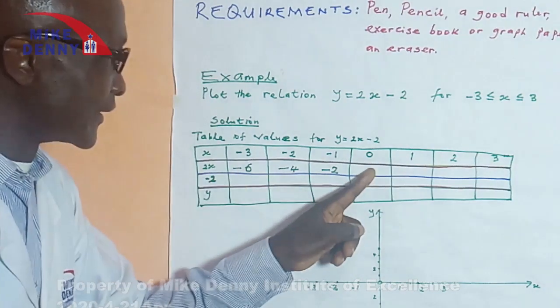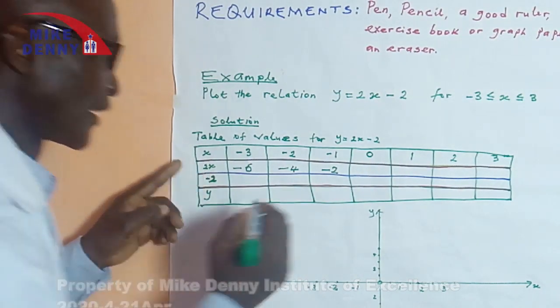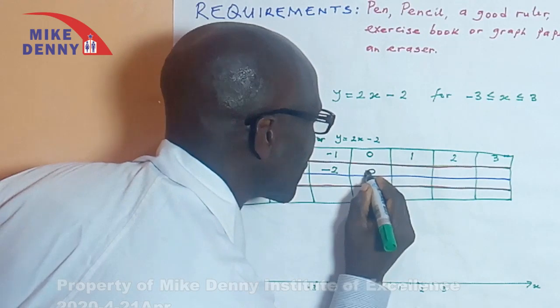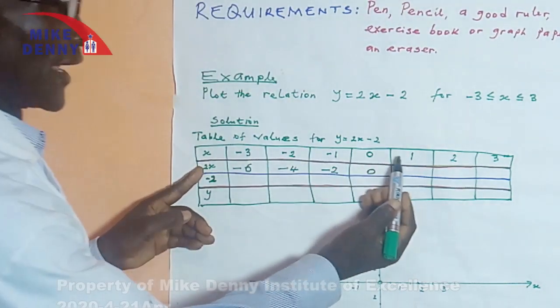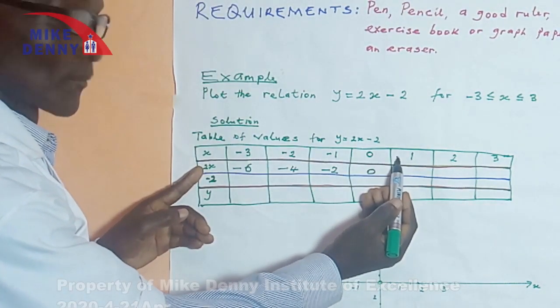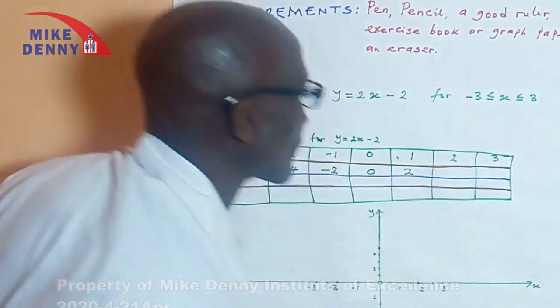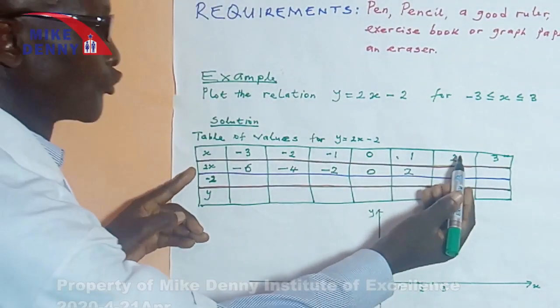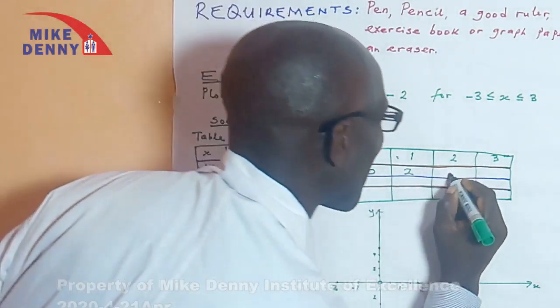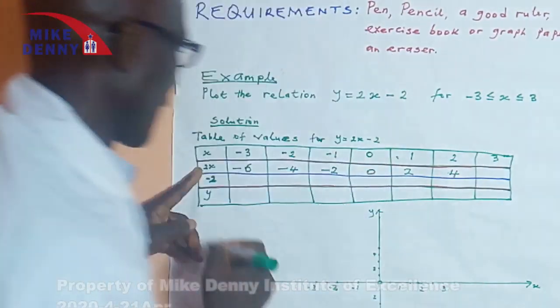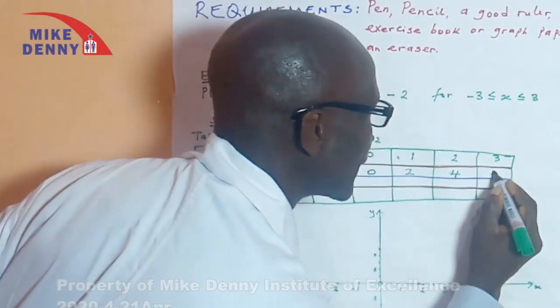Then 2 times 0, 2x, should give 0. X here is 1, the object is 1. 2 times 1 will be 2. Then 2 times 2 will give 4. And then 2 times 3 will give 6.